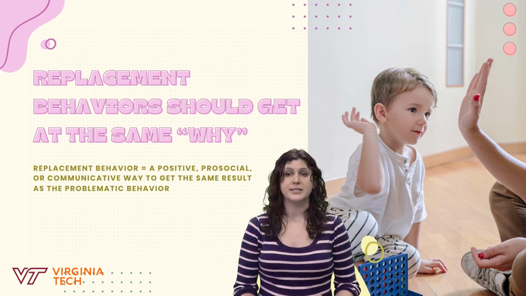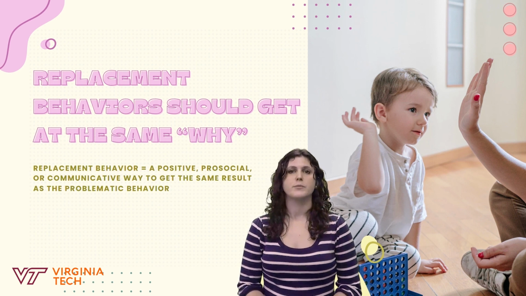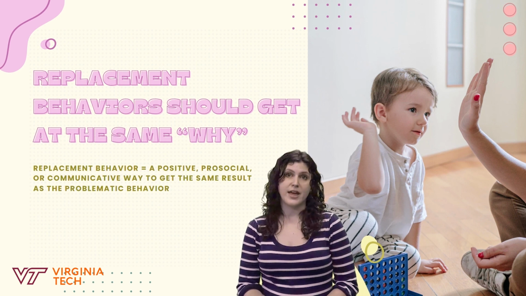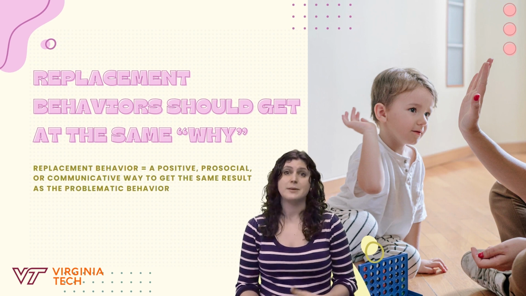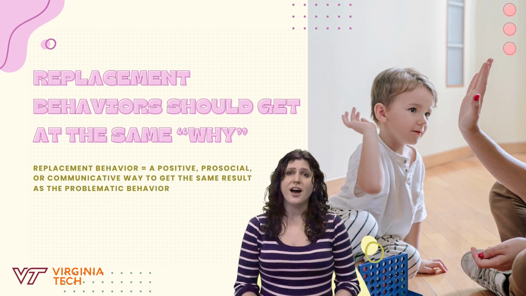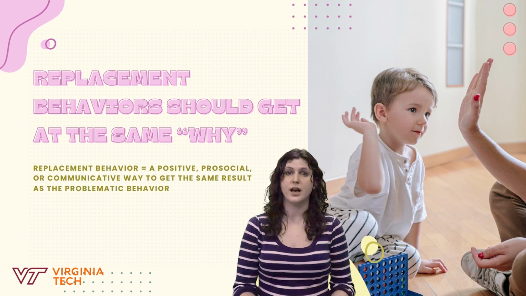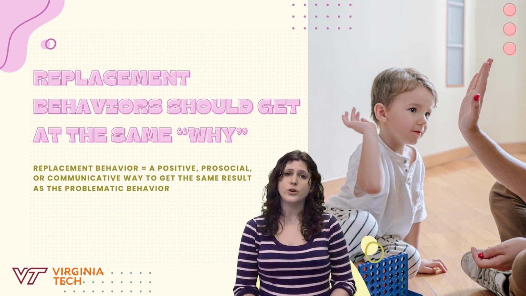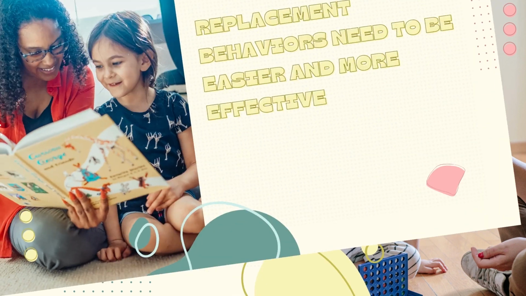This could also be something like having them proactively go to their cool-down corner to take a break from a challenging task rather than getting upset and throwing a tantrum. While this may seem obvious or like something children already know how to do, we often need to teach and then shape the children's use of replacement behaviors in order for them to create a habit of engaging in it.